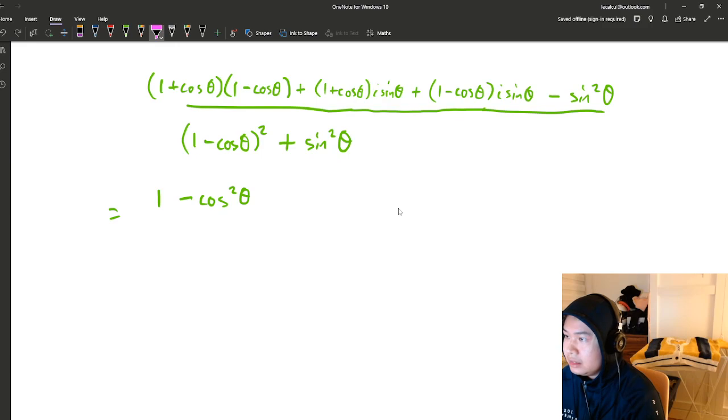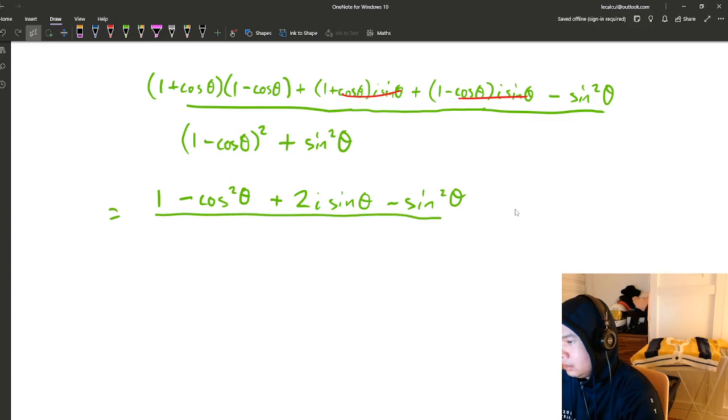Notice that this plus cosine I sine is going to cancel out with this minus cosine I sine when we collect like terms. So those are going to cancel. So we'll have plus 2I sine theta, and those come from the two ones that I have, multiplied by I sine theta. And then I have minus sine squared theta, and then the rest.